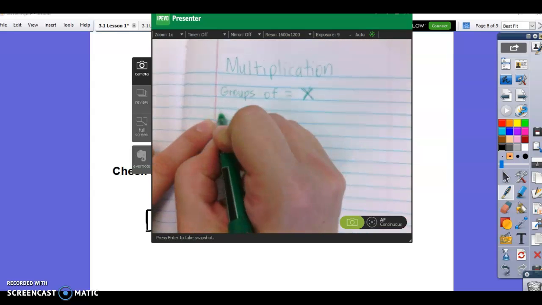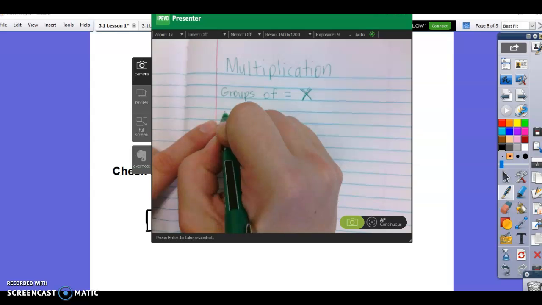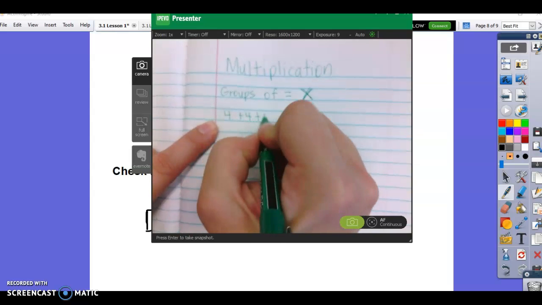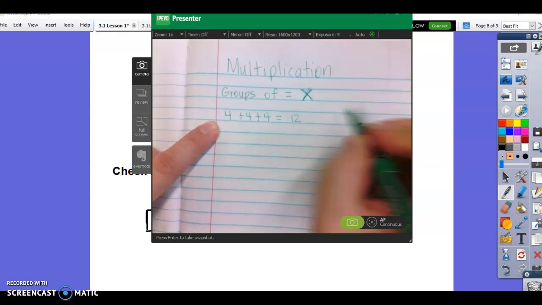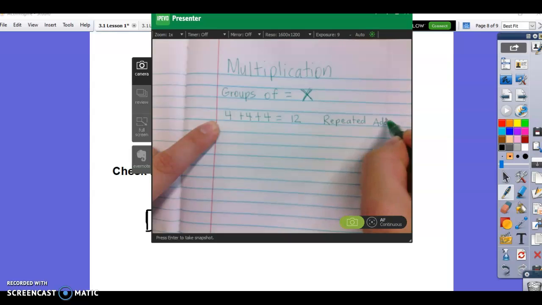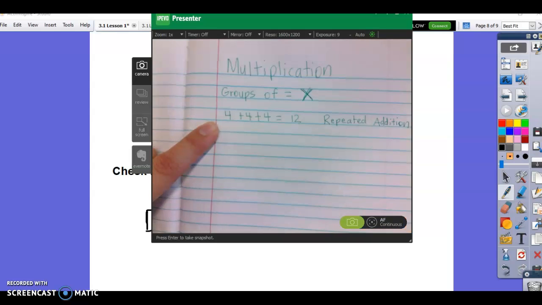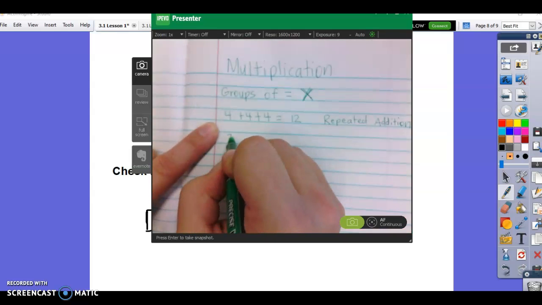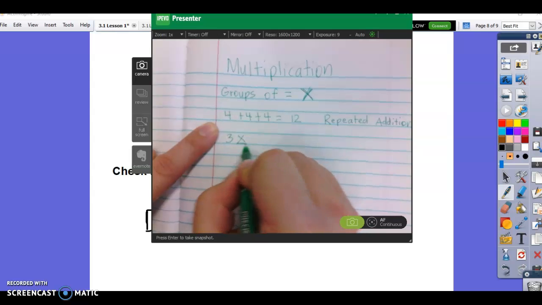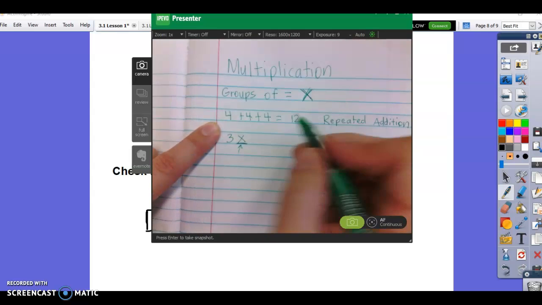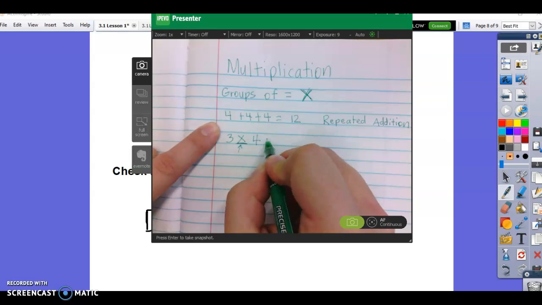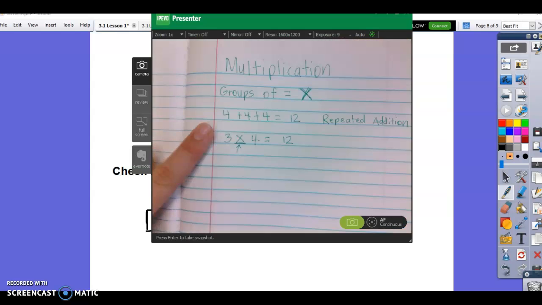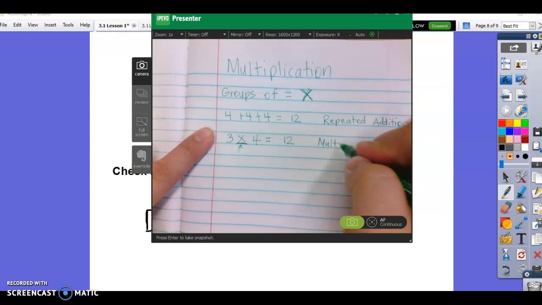So if I write this as my repeated addition sentence, 4 plus 4 plus 4 equals 12. That is repeated addition. If I want to write a multiplication sentence, I would say I have 1, 2, 3 groups of 4. So 3 groups of, that's that x right there, groups of equals, or 3 groups of 4 equals 12. And that's my multiplication equation.